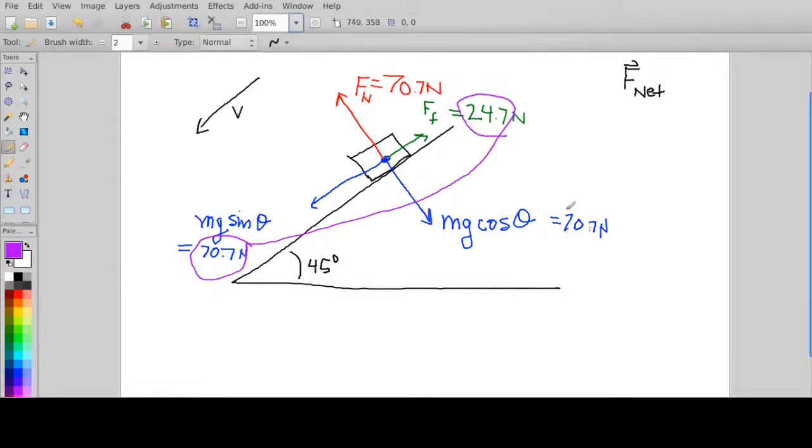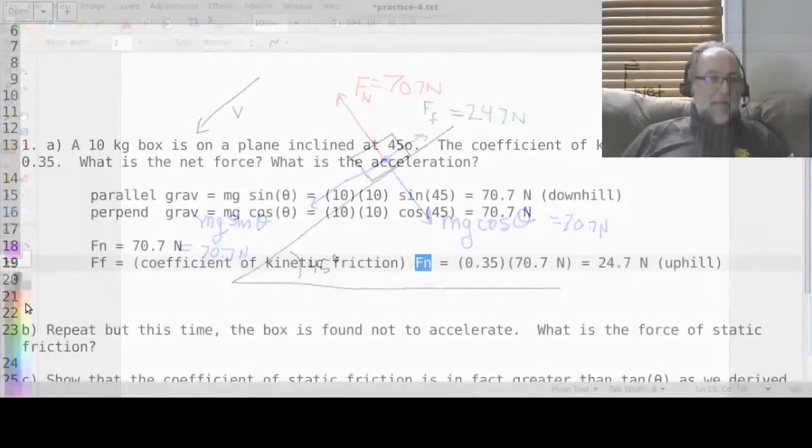And so what you have here is a tug of war between the parallel component of gravity downhill, and the force of friction uphill, okay? And the parallel component downhill is 70.7, so it's pulling down 70.7 newtons, but friction is pulling up 24.7, and you say, well, which one wins? Well, obviously, the force of gravity wins, okay, so that's the bigger force, but it has to overcome the frictional force, so the total force downhill is going to be 70.7 minus 24.7, which is, I guess, 46. Okay, so let me switch back to the other screen here like that.